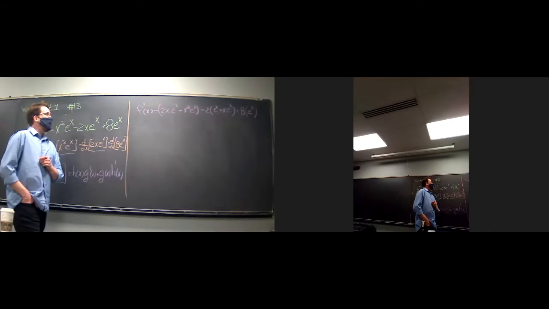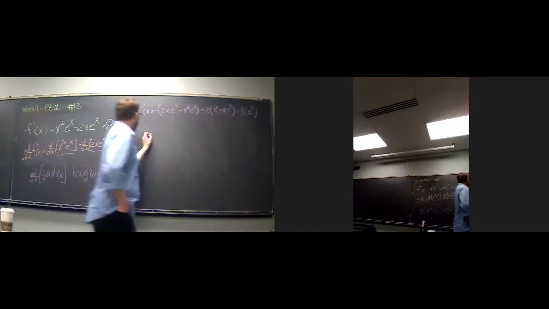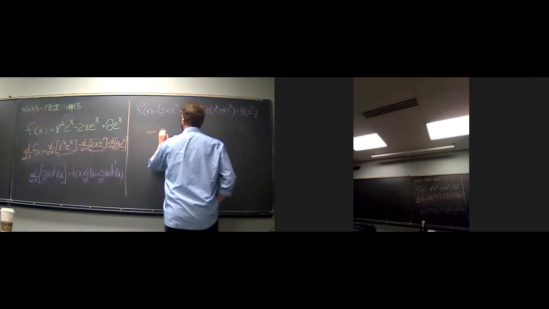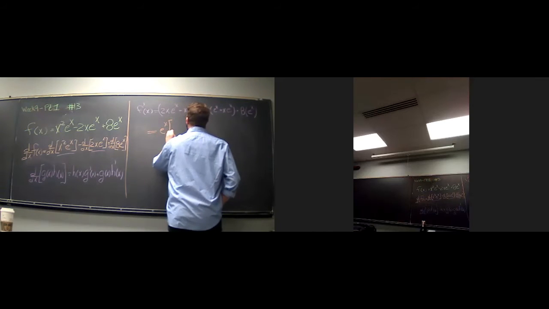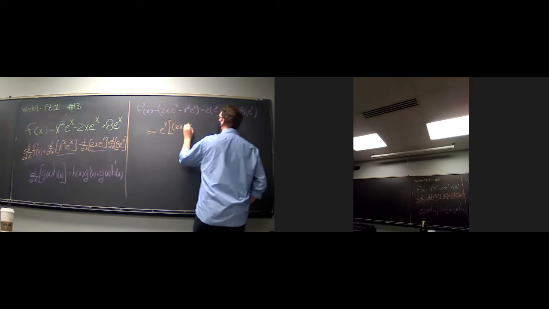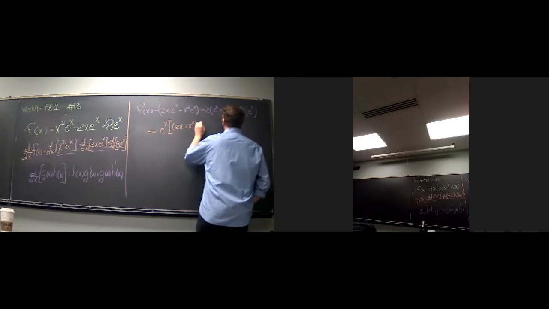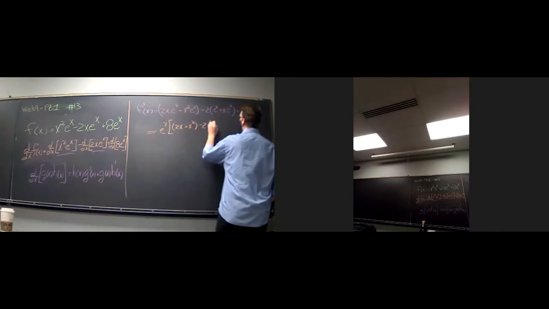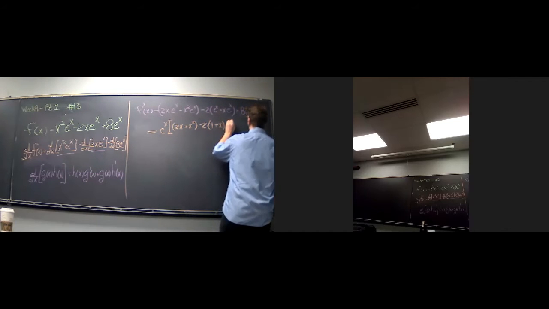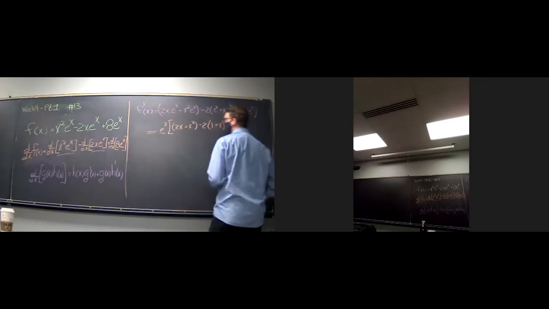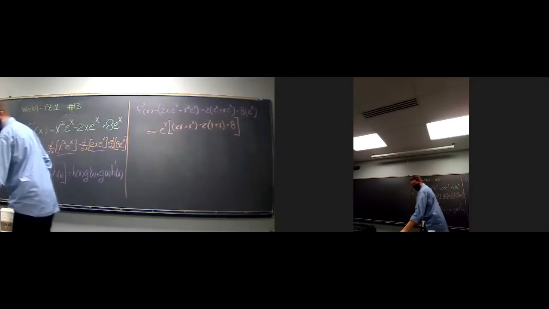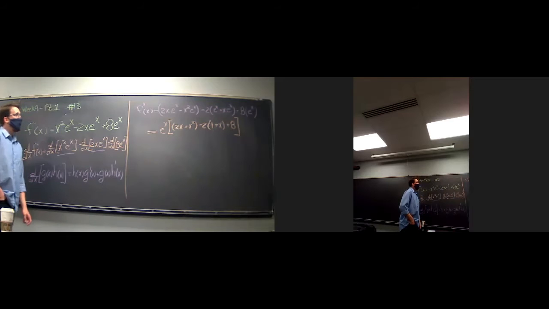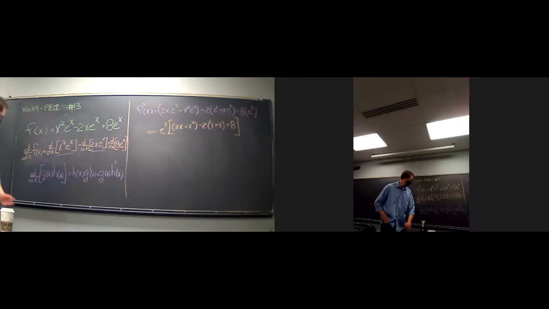Now we have some simplifications that we can do. We can pull out e to the x. When we do, we're going to get 2x plus x squared minus 2 times 1 plus x plus 8. And finally, we can simplify this even further.